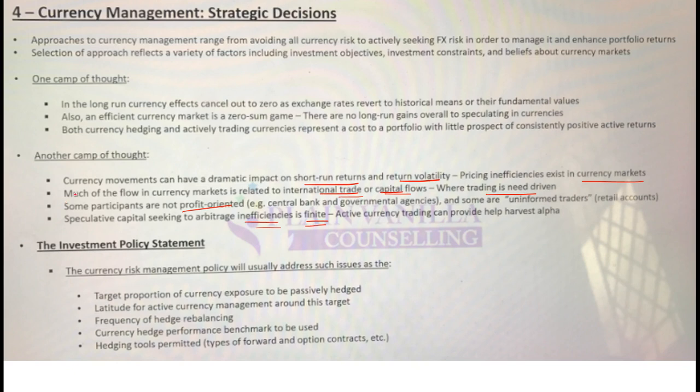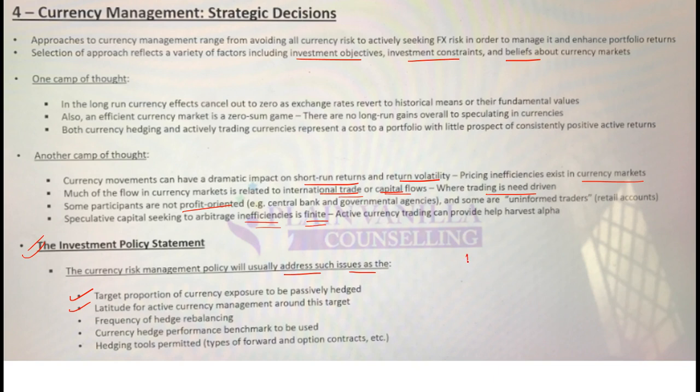So moving on with respect to currency strategic decisions. So what are the factors that influence your decision? Factors are investment objectives, investment constraints, and beliefs. So starting with the objective, that is IPS. Currency risk management policy will usually address such issues as the target portion of currency exposure, that is, how much should you be hedging or how much should you not be hedging. Latitude for active currency management around this target, that is, how much can you actively manage around the target.